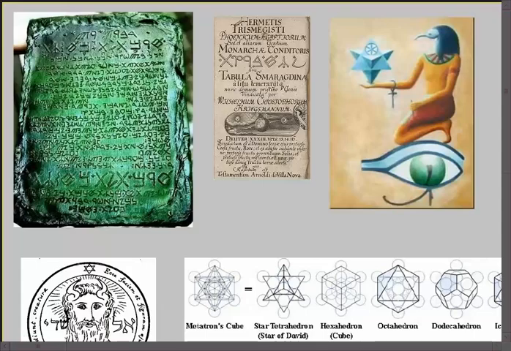The Emerald Tablet of Hermes is the foundation of Western alchemical thought and practice as we know it today.